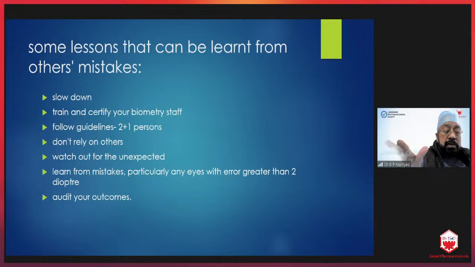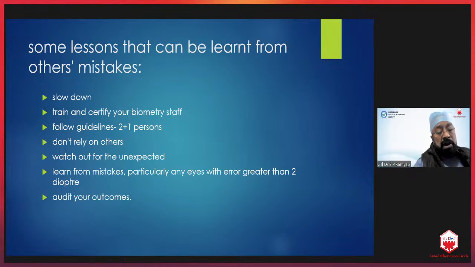So, friends, slow down, train and certify your biometry staff. Please take note of what I'm saying. Certify your biometry staff. Even if you have trained the person and the person is doing a scan biometry, you have to see in documents that the person is trained for biometry for so many classes. You have taken an examination and he is found fit, and he is given the privilege to do the biometry. If you have not done that, the court will say, who is he? Why should he do it? He made a mistake. So please train and certify your biometry staff.